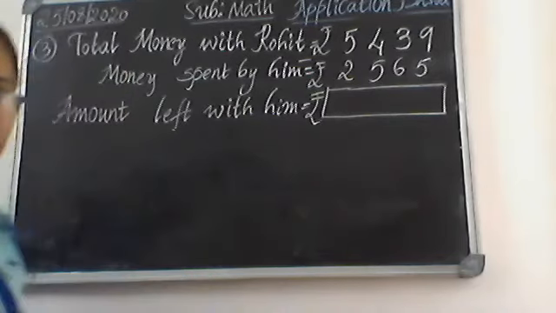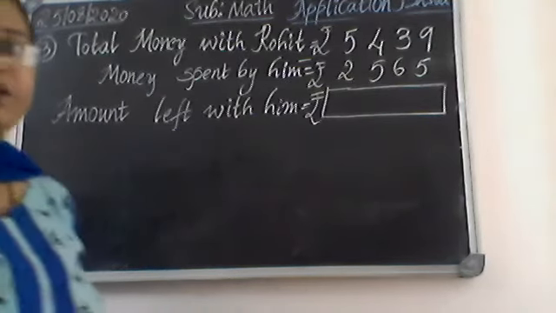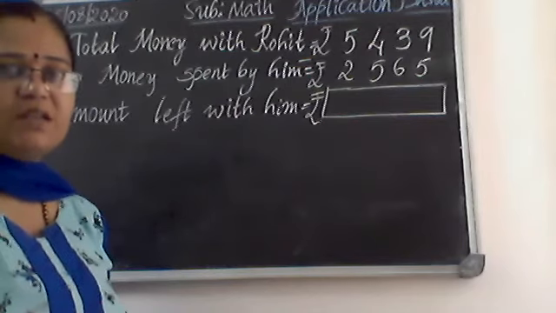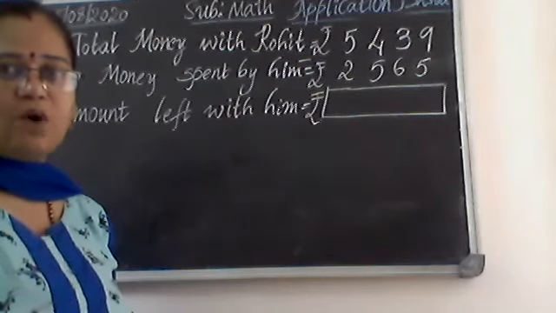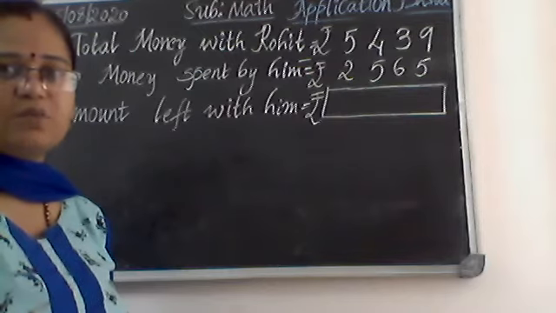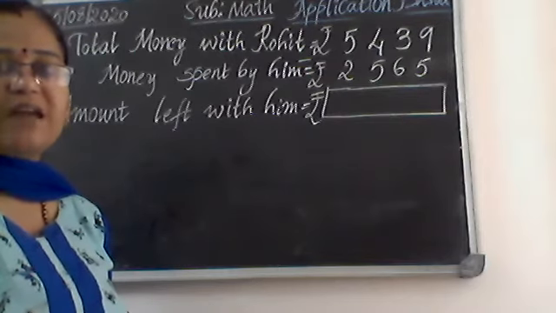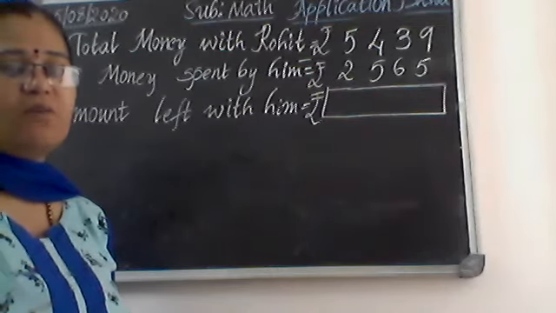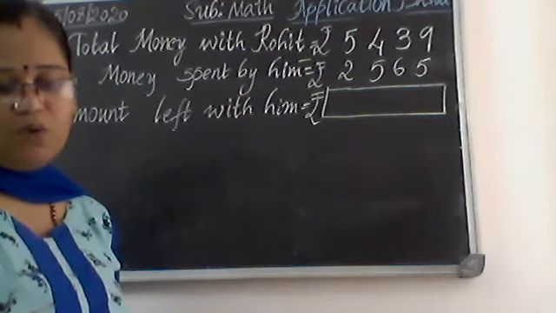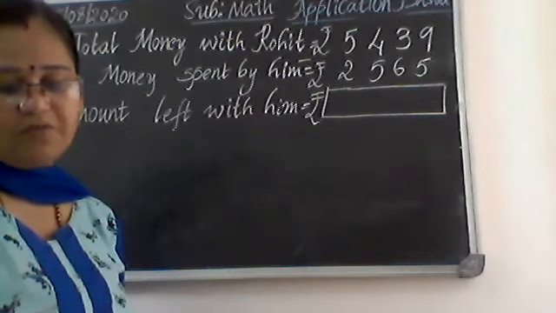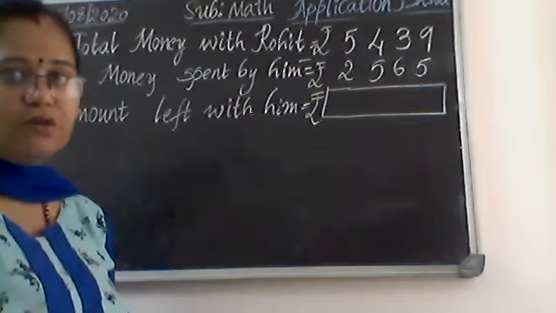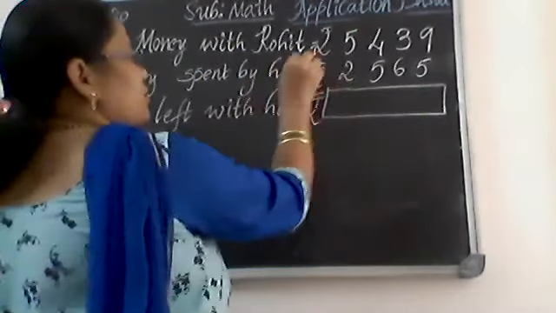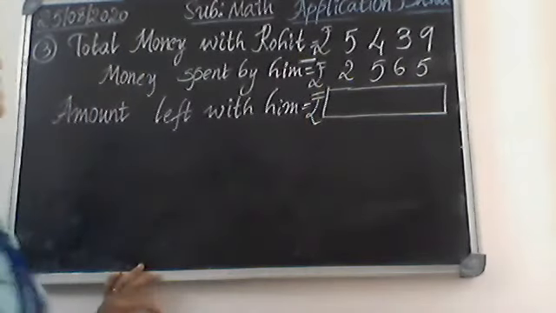So here you see the total money with Rohit. He had 5,439 rupees. And after some time he spent his money. So how much is the money spent by him? This is the rupee symbol, 2,565. Then what do we have to find? The amount left with him. So when you want to find the amount left with him, what do you have to do? Total money minus amount spent by him. You have to subtract. See the symbol? Subtraction. Okay, so let us subtract.